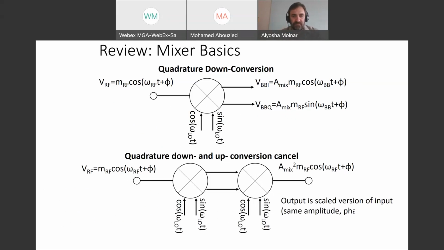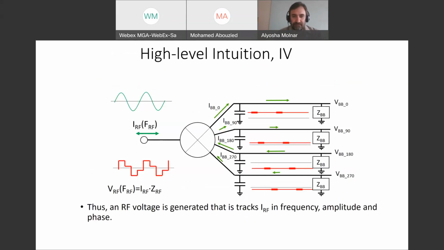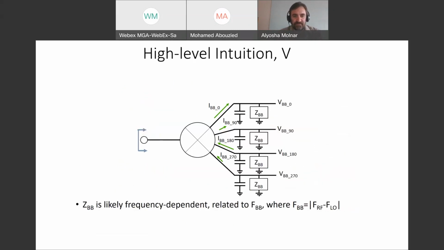amplitude term. So what that says in terms of our high-level intuition for the passive N-path mixer is that the input voltage now can be described as just the input current times some impedance. And furthermore, that input impedance depends on the baseband impedance. And so we're seeing now that the RF voltage preserves the magnitude and phase information of the RF current, but now multiplied by a constant that is based on the baseband impedance. So why is that cool?